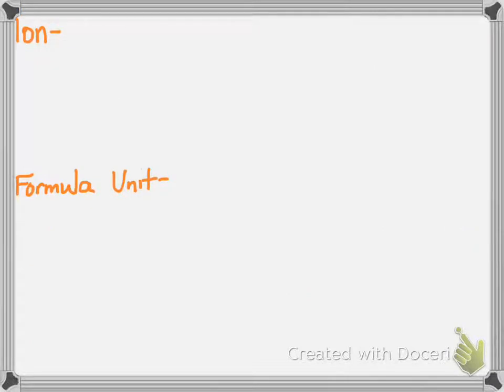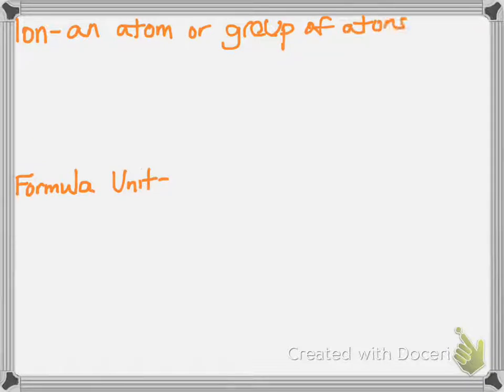An ion is an atom or group of atoms that has a positive or negative charge.